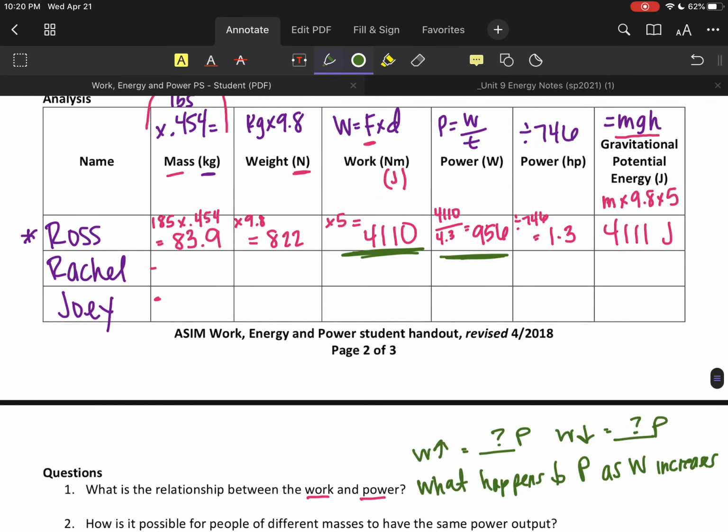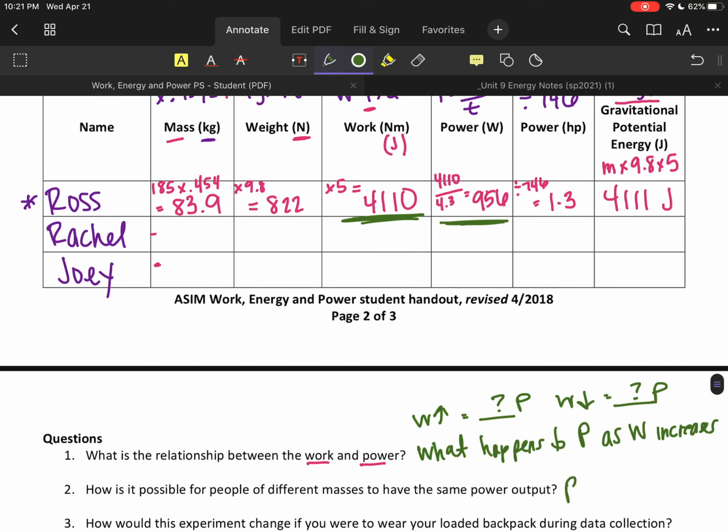What we're looking at is, if you were looking at power, work over time. The amount of work I do has to do with my mass, especially if you're the one doing the work. How much you weigh, the mass that you're carrying around, affects the amount of work that you do.